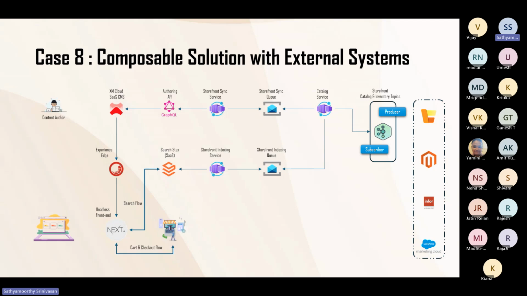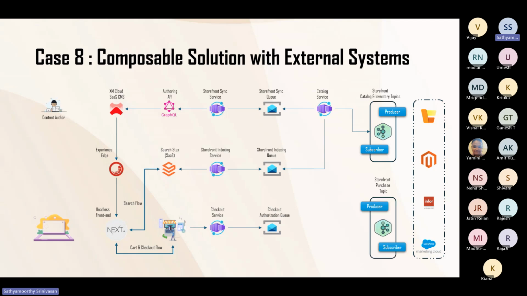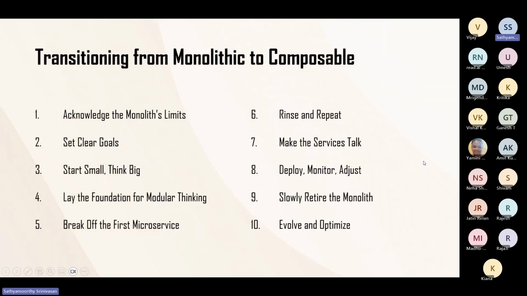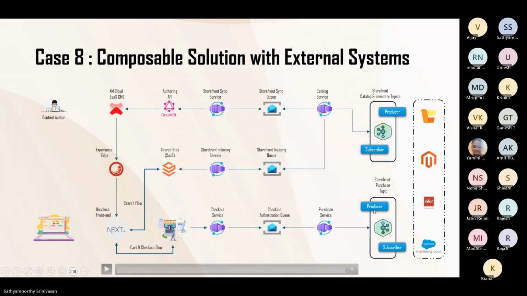Next, I want to take care of my e-commerce functionalities, cart and checkout flow. When cart operations or checkout operations happen, that request will be passed back to the checkout service containers, and that information will be passed back to the checkout authorization queue. Then my purchasing service, which sits on the producer side of Kafka, will retrieve the information from checkout and pass it to the Kafka system. From Kafka, I'm passing it back to the e-commerce system. So this way, I can ensure the systems are decoupled.